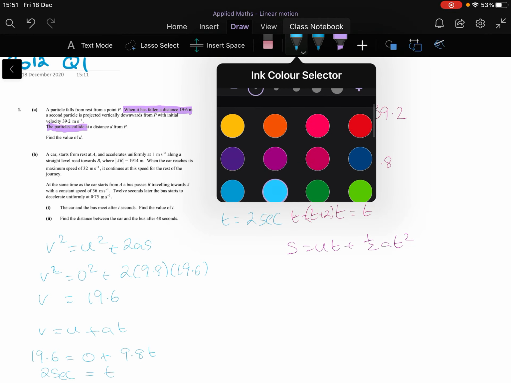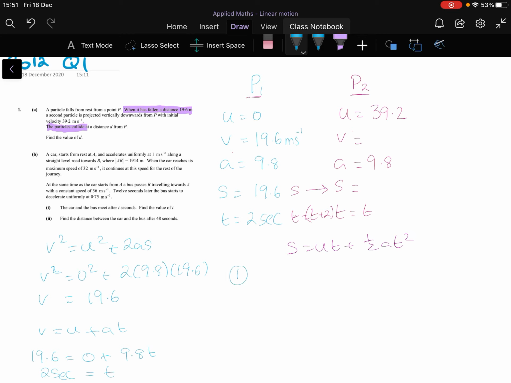So for particle 1 then, I know I'm going to have s, which I don't know, is equal to u, which is going to be 0. That's the starting speed of it. T is going to be t plus 2, because that's the time that it's taking for particle 1 and particle 2 to meet, plus 2 seconds because it had an extra 2 seconds. Plus a half, my a value is going to be 9.8, and my t value again, same as earlier, is t plus 2, and that's squared. So that's my first particle.